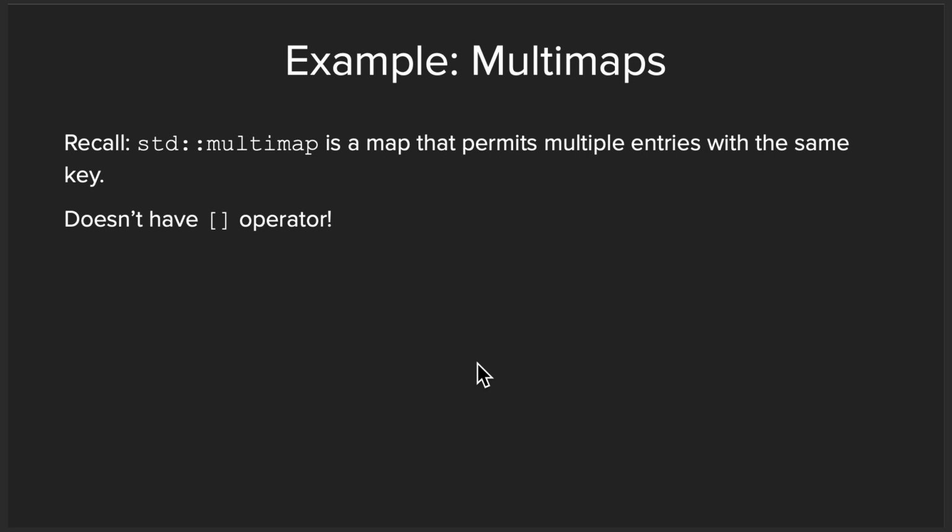But to recall, multi-maps are maps that permit multiple entries with the same key. So normally maps and sets only allow you to have one instance of each key. They don't allow any duplicates. Multi-maps do, but that actually gives us some weird syntax problems because that means we can't really have a logical bracket operator or .at operator because they wouldn't know which value to return for that key.